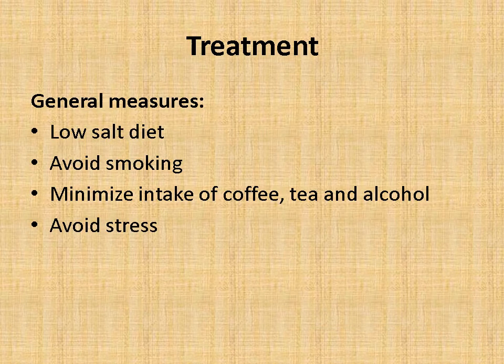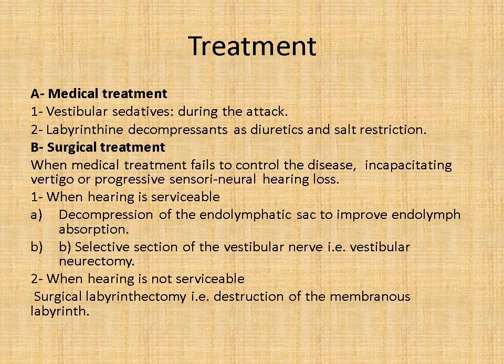How do we treat a case of Meniere? This will differ from one case to another according to the severity of the symptoms and the recurrence of the attacks. But there are general measures that any patient should follow. This includes a low salt diet, avoiding smoking, minimizing the intake of coffee, tea, and alcohol, and avoiding stress as much as possible.